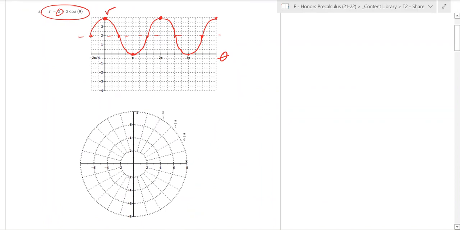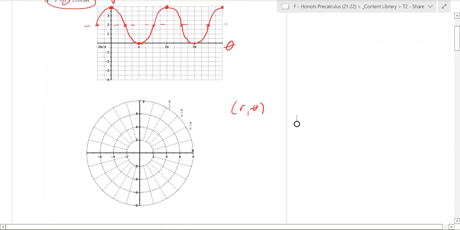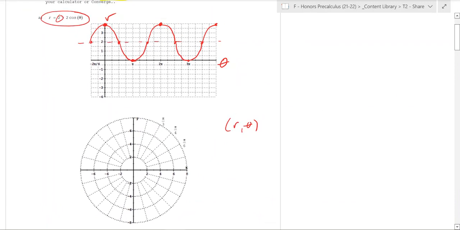You have to do this really carefully. Remember, your points are all r comma theta. And I think I made a mistake in the last video that some of you might have caught, where I flipped maybe one or two of the points. It was r comma theta. So if we list out the points, for example, this point right here had an r value of 4 and a theta value of 0. So that's going to start right here, 4, 0.